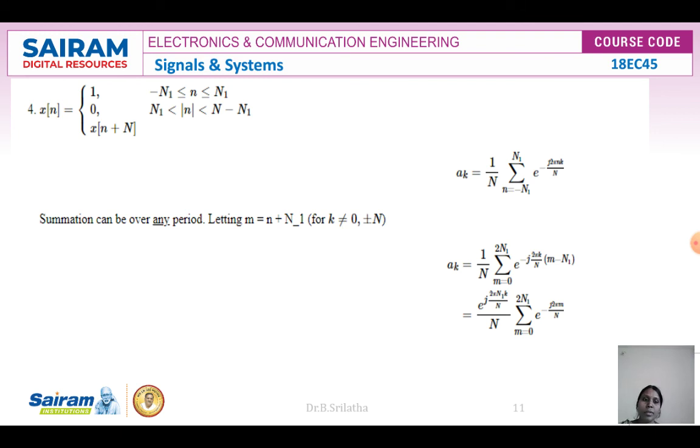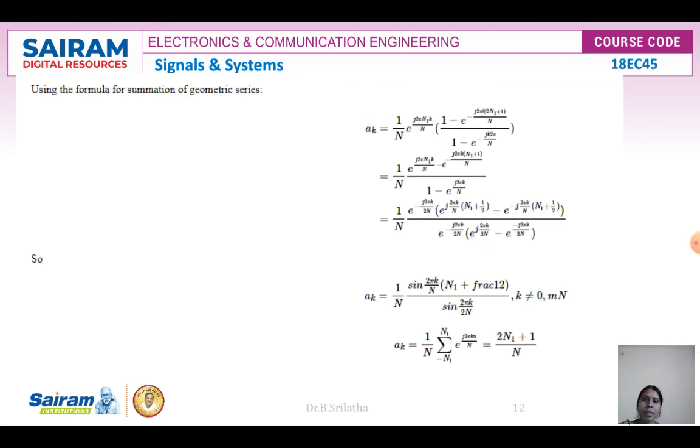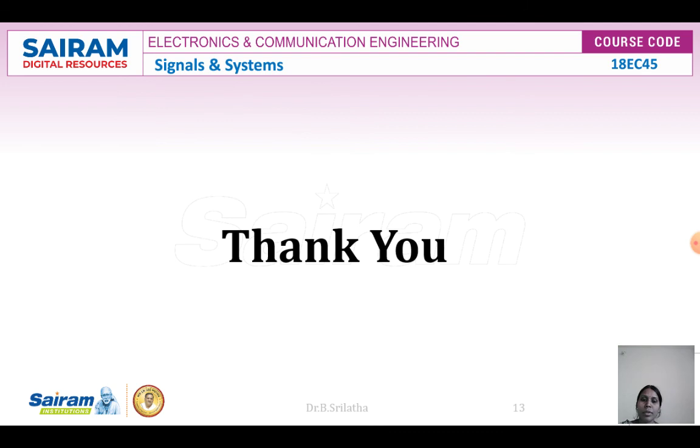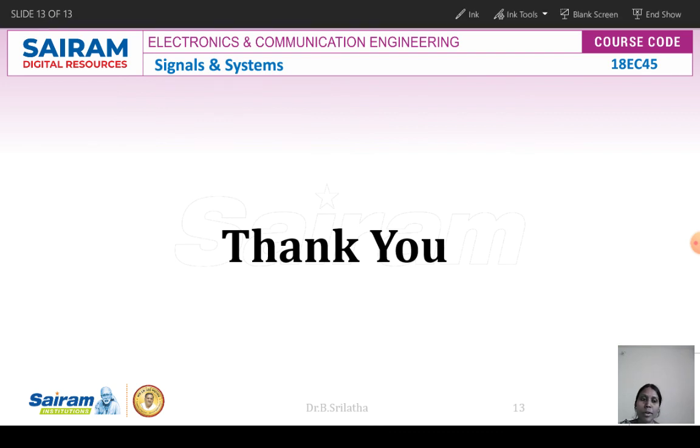This is also the same thing, we can do it in a similar way. And we can draw the Fourier series spectrum also. I hope you understood. Thank you all.